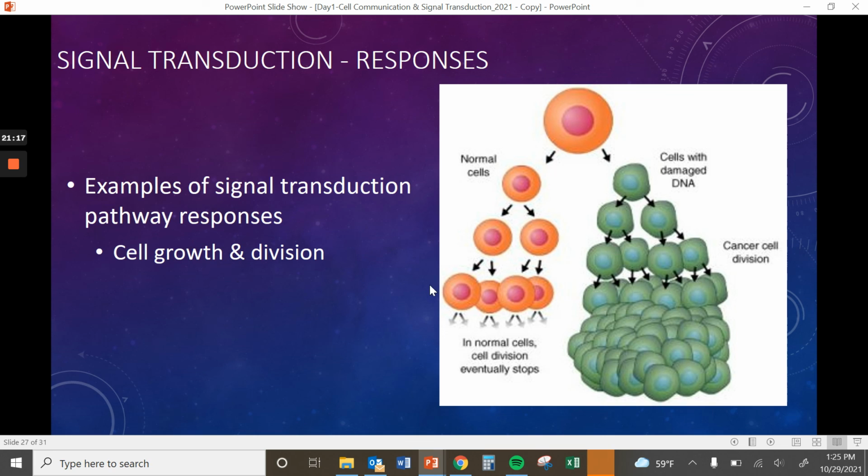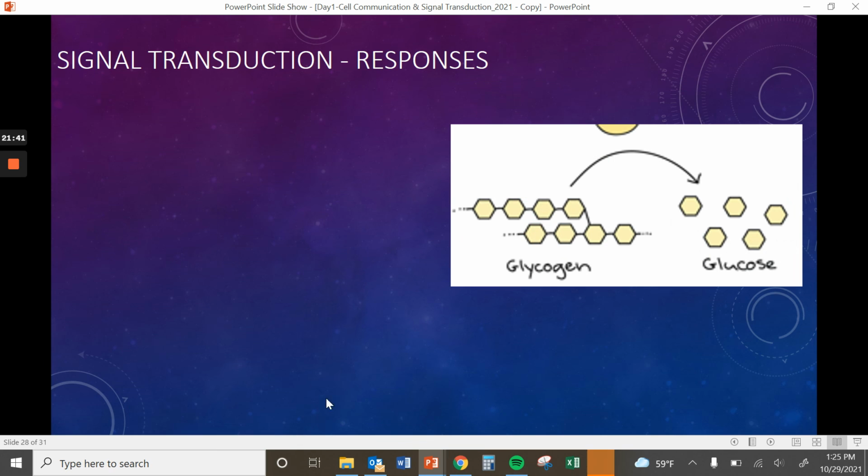Okay, another example of a response is cell growth and division. So kind of the opposite of apoptosis, where the signal is telling the cell to die. Here we are signaling the cell that it's time to grow and time to divide. Okay, and actually having an error in this is where we get examples of cancer, where there are too many signals being sent saying that it's time to grow, which makes tumors develop, but we still need some signaling to have normal growth in our cells.